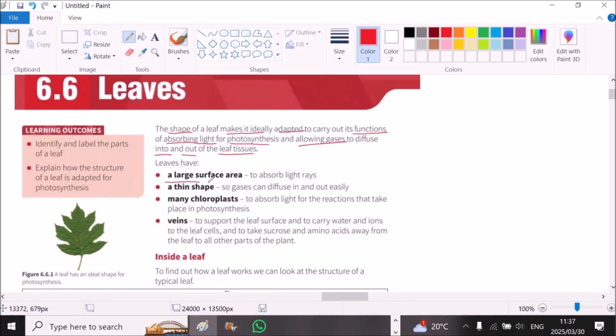Leaves have a large surface area to absorb light rays. They have a thin shape so gases can diffuse in and out easily over short distances. They have many chloroplasts to absorb light, which provides energy for the reactions that take place in photosynthesis. They have a network of veins to support the leaf's surface and to carry water and ions to the leaf cells and to take sucrose and amino acids away from the leaf to other parts of the plant for use and storage.